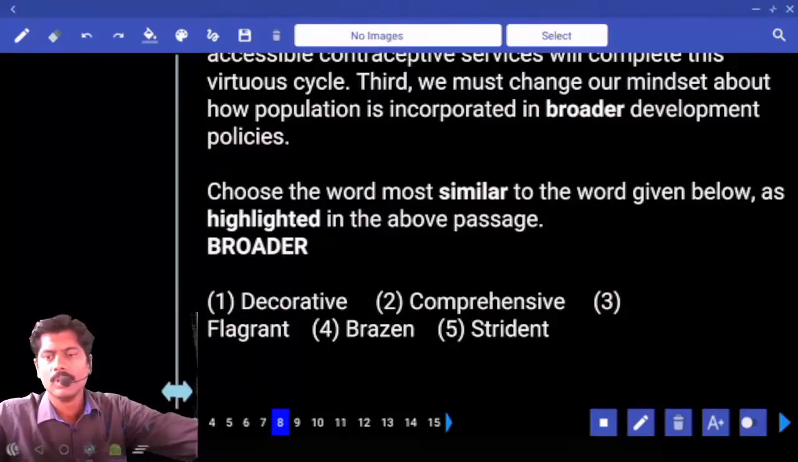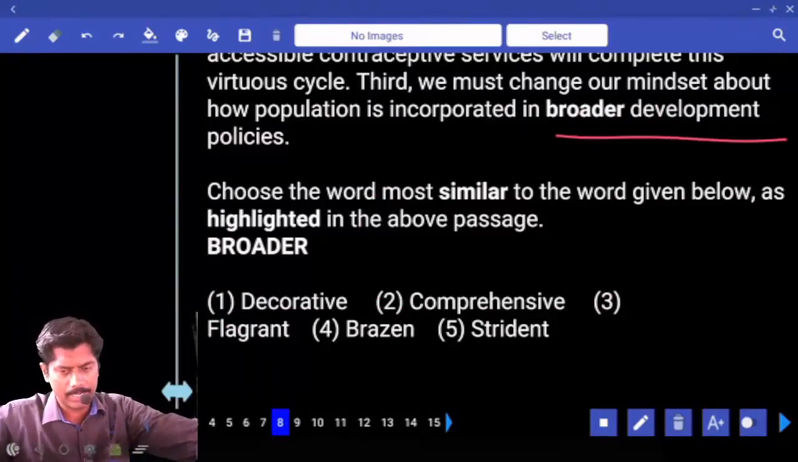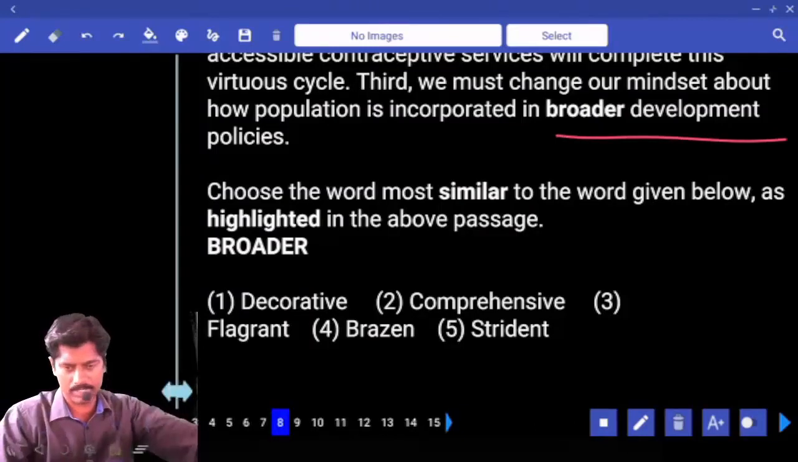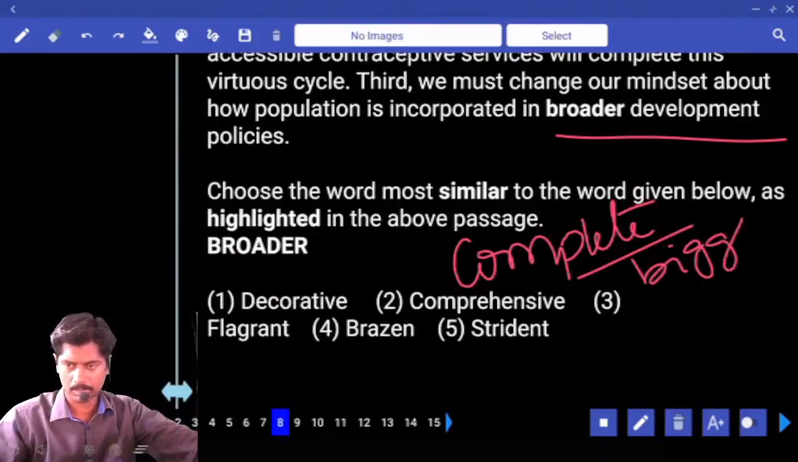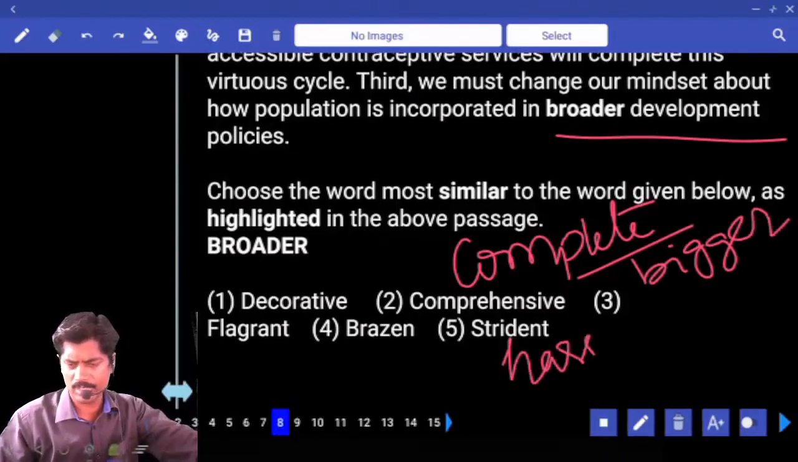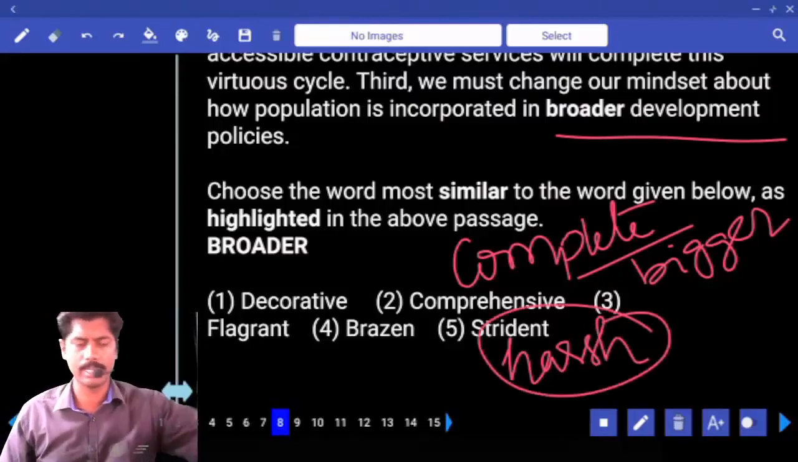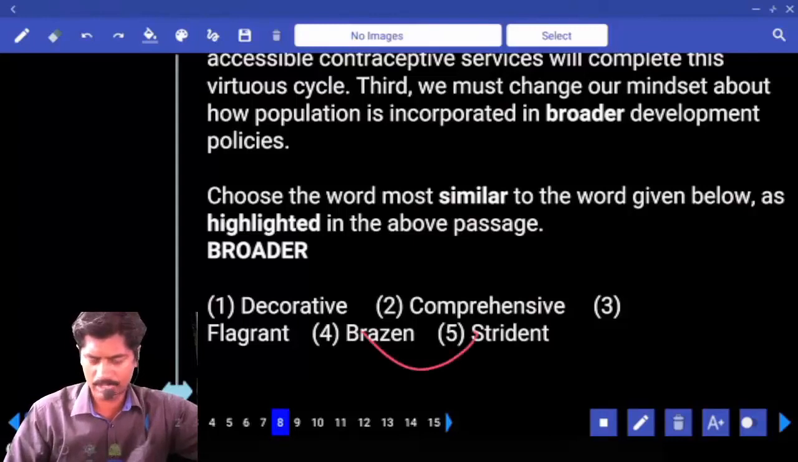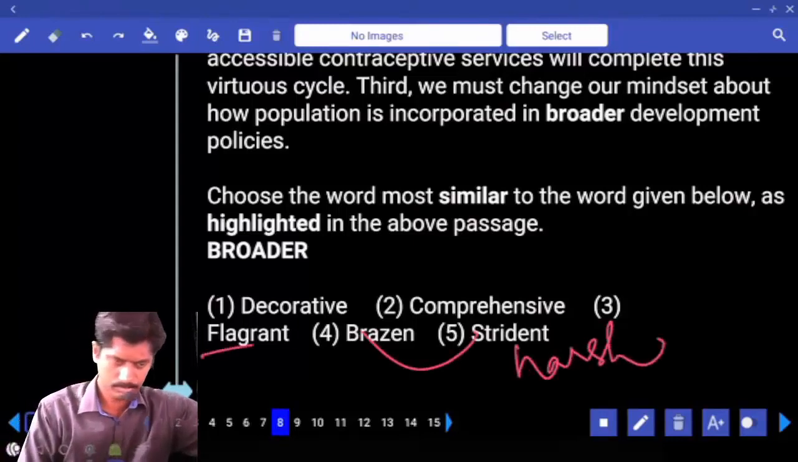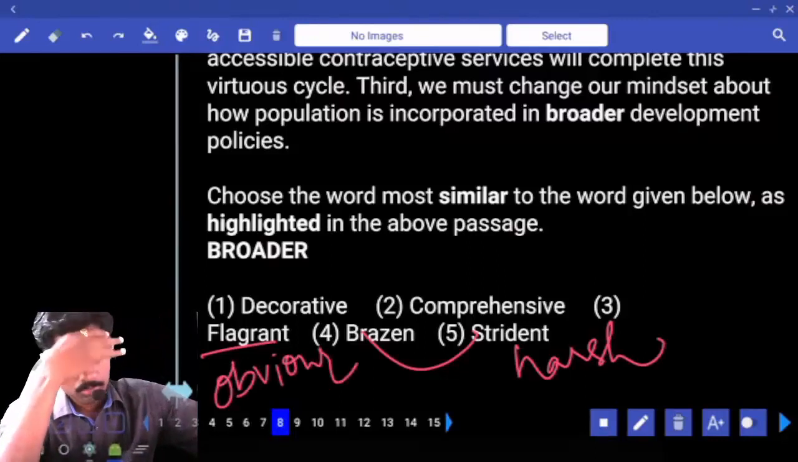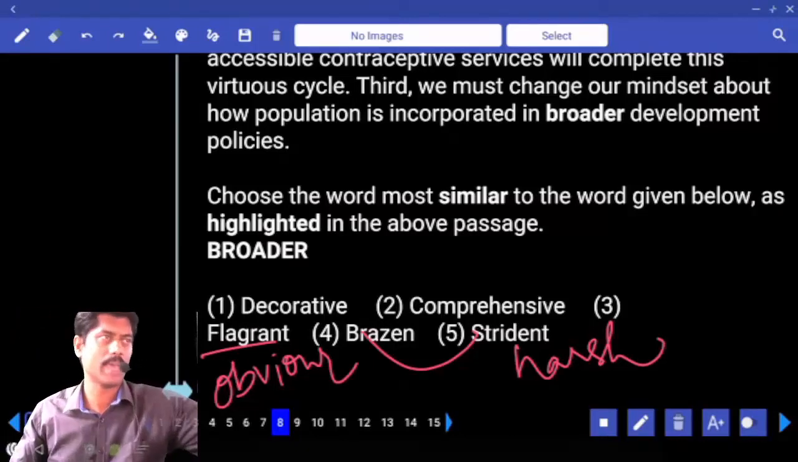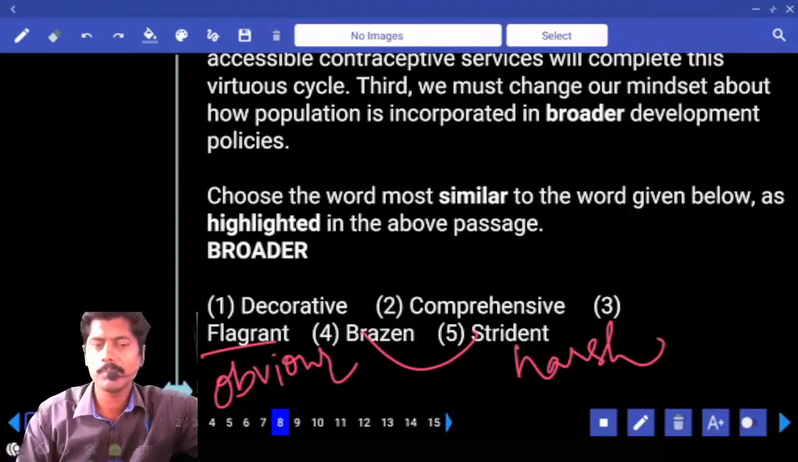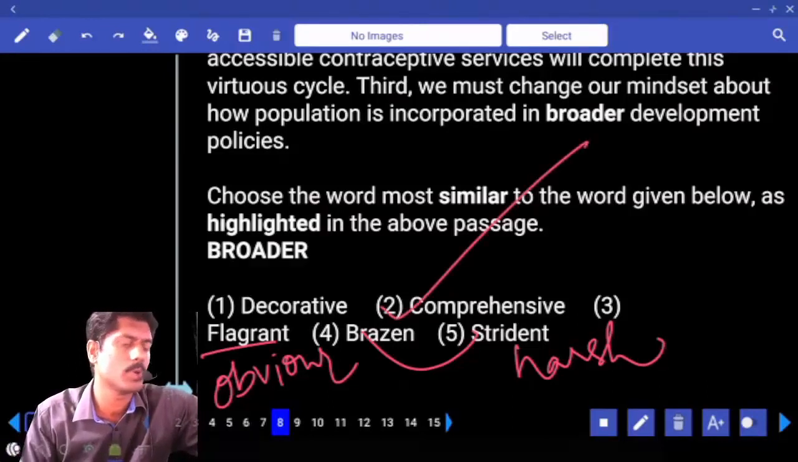Broader means broader development policies, conclusion. Decorative, comprehensive. Comprehensive means complete, bigger. Maybe this one. Strident means something harsh, a harsh comment. Harsh remark is strident. 4, 5 same. Harsh request. Flagrant means obvious, clear. What is your goal after getting the job? Marriage is flagrant. Marriage is obvious. So broader development policies means comprehensive development policies, second one.